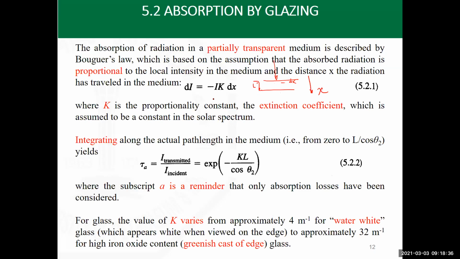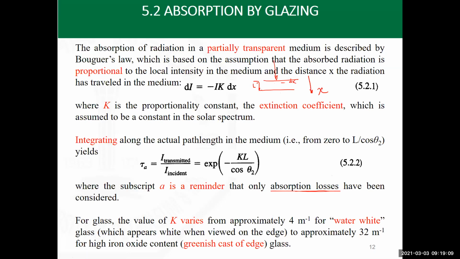Doing this integration, the value of τ, which is the actual value of the transmittance here, given by the transmitted energy over the incident energy, is equal to exponential of minus KL over cosine θ2. The subscript a here is a reminder that we are only considering absorption losses in this case.